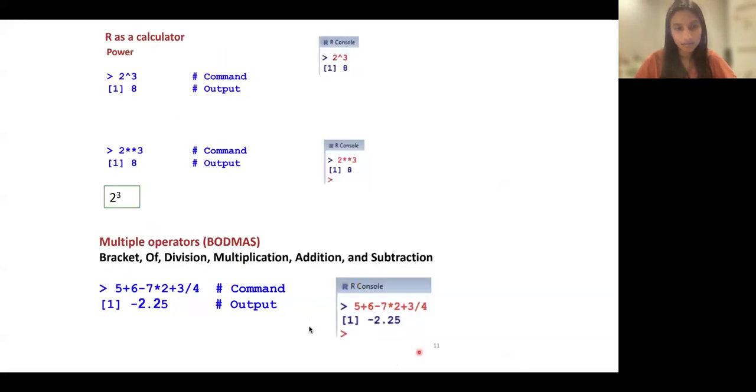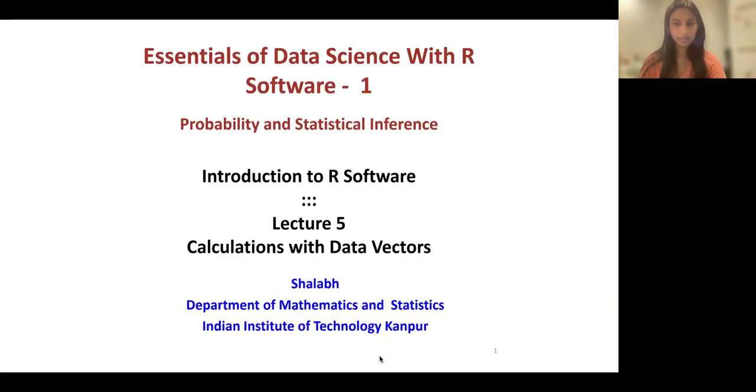Also, R is case sensitive. For example, in some languages, let's say you store an object in small x, and when you type capital X later on, it will use what you wrote in small x. But R is not like that. R is case sensitive, so small x is different from capital X. Small x is not equal to capital X. So you have to be specific about the cases, uppercase and lowercase.